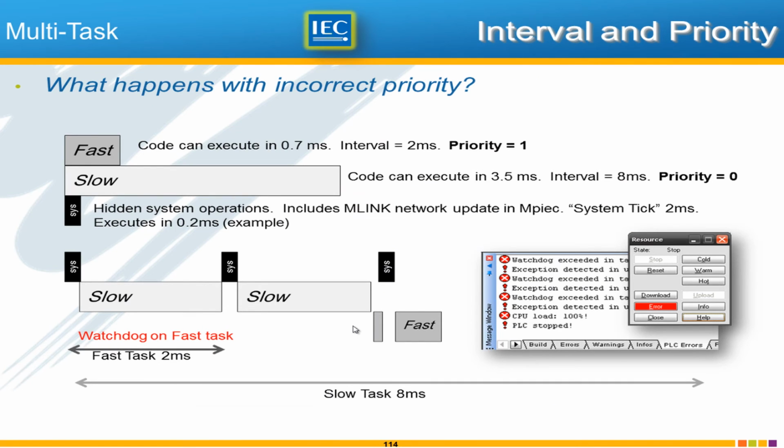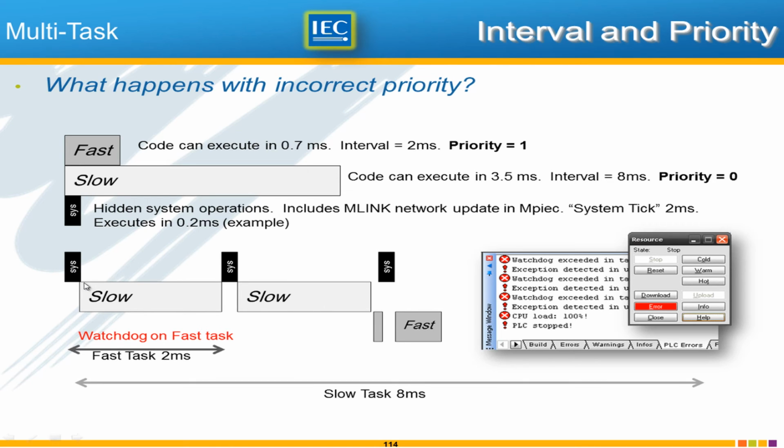So I wanted to entertain the idea here of interval and priority and think about what happens if you have the incorrect priority. We've seen this happen in the field where customers don't understand priority and they maybe set every task to 0, or they have them flipped around thinking that 0 is the last. If we were to set the fast task to priority 1 and the slow task to priority 0, what would happen? It would work like this.